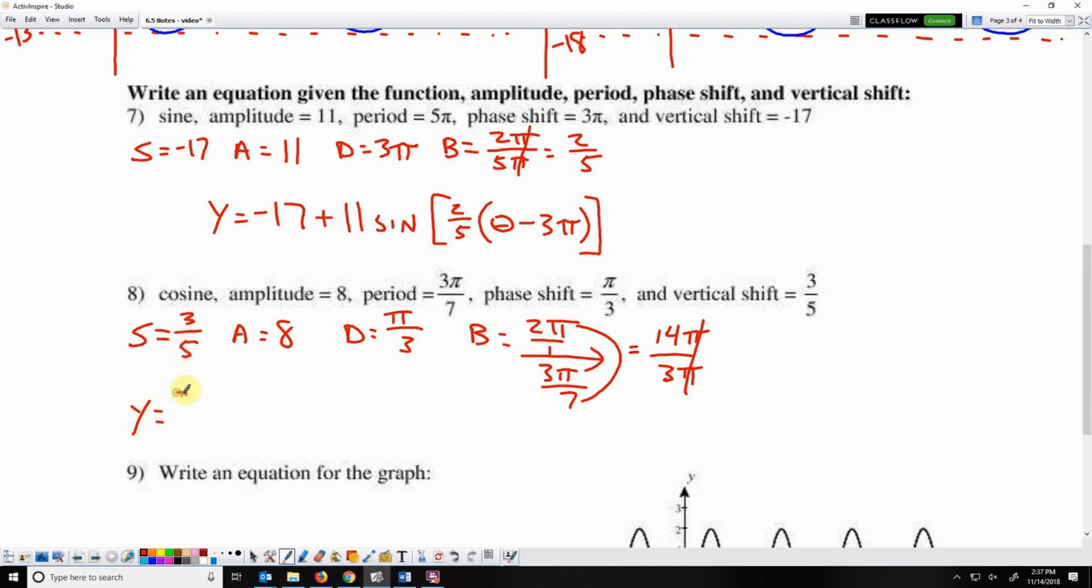Y equals sinusoidal axis, amplitude. Then I've got cosine, V, theta, and then the opposite of the displacement, minus pi over 3.